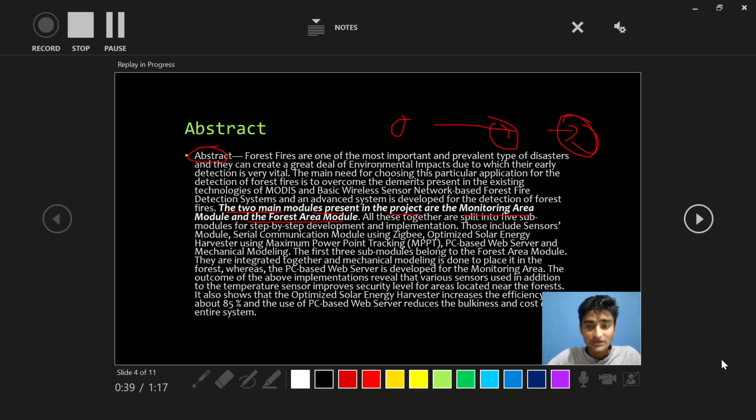Here you can see the sensors, which include sensor modules, serial communication modules using Zigbee, and an optimized solar energy harvester using maximum power point tracking, MPPT, which tracks the power or the temperature that must be noted. Then there is a PC based web server, which serves the identity of the forest and at which location it is. These things are very important with respect to the abstraction part.